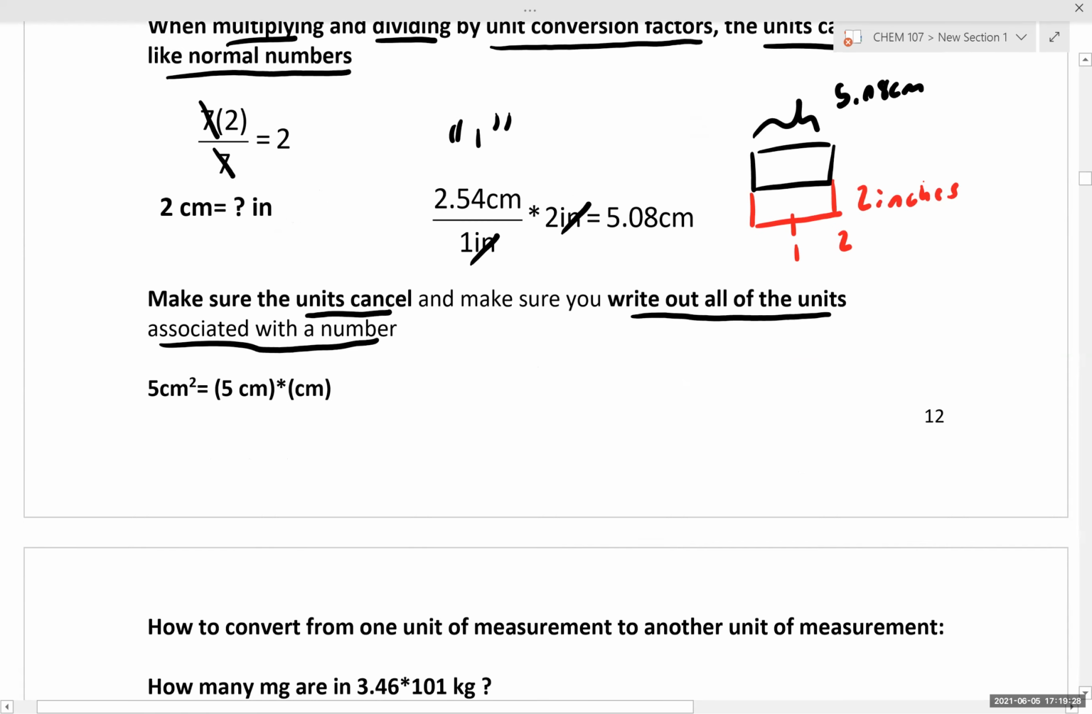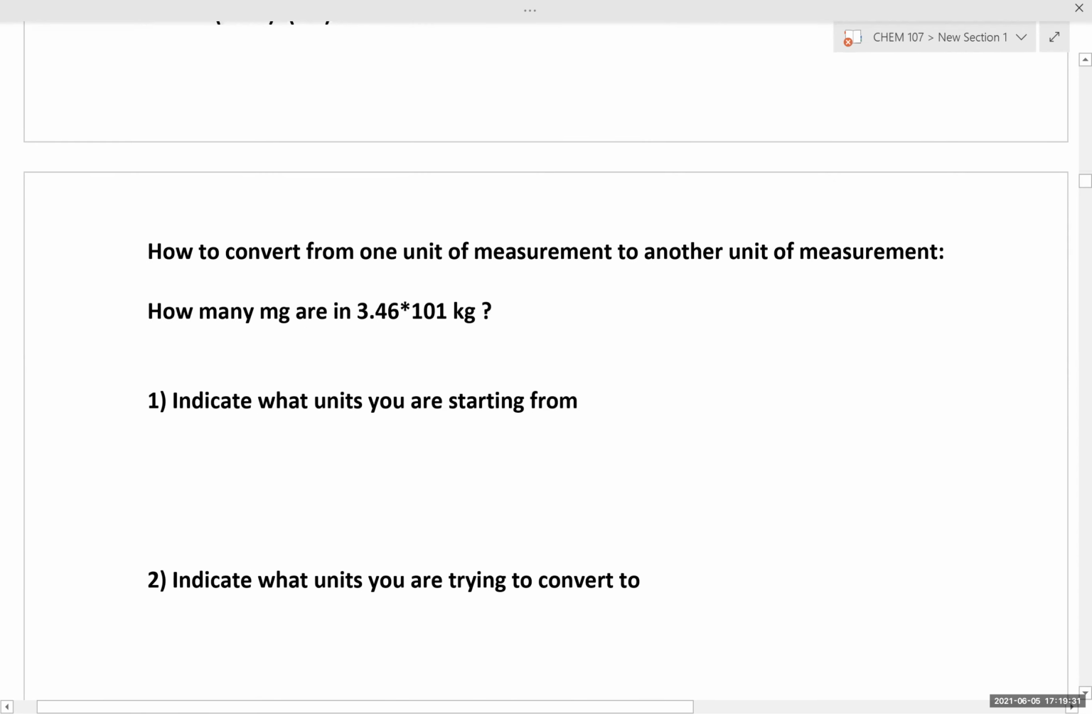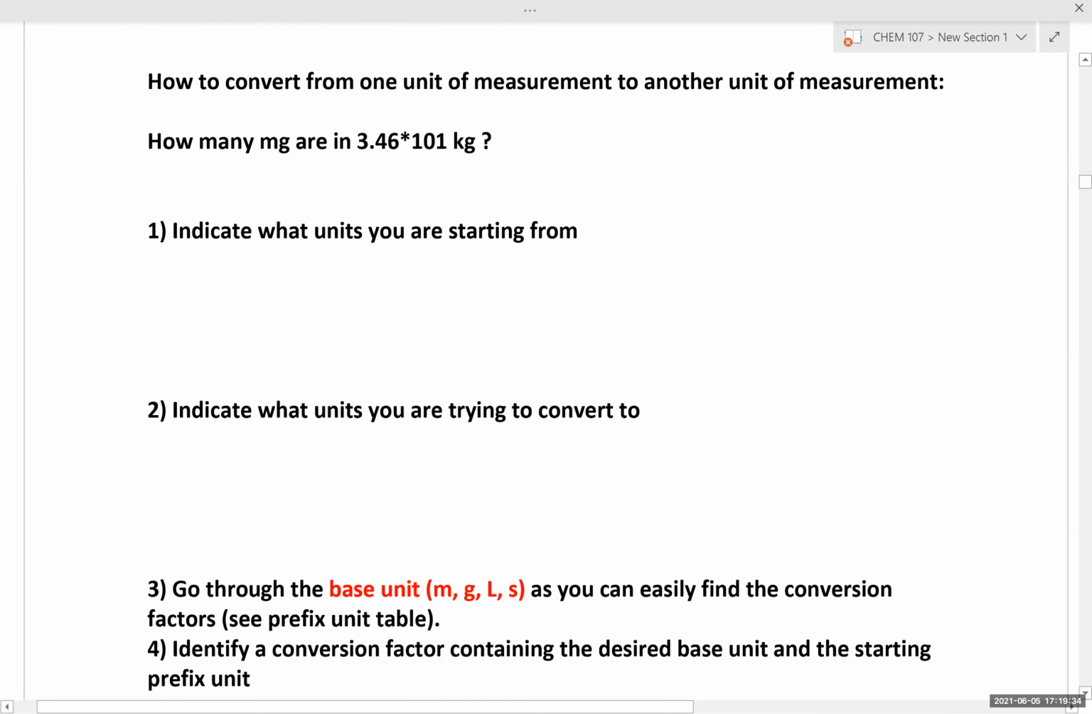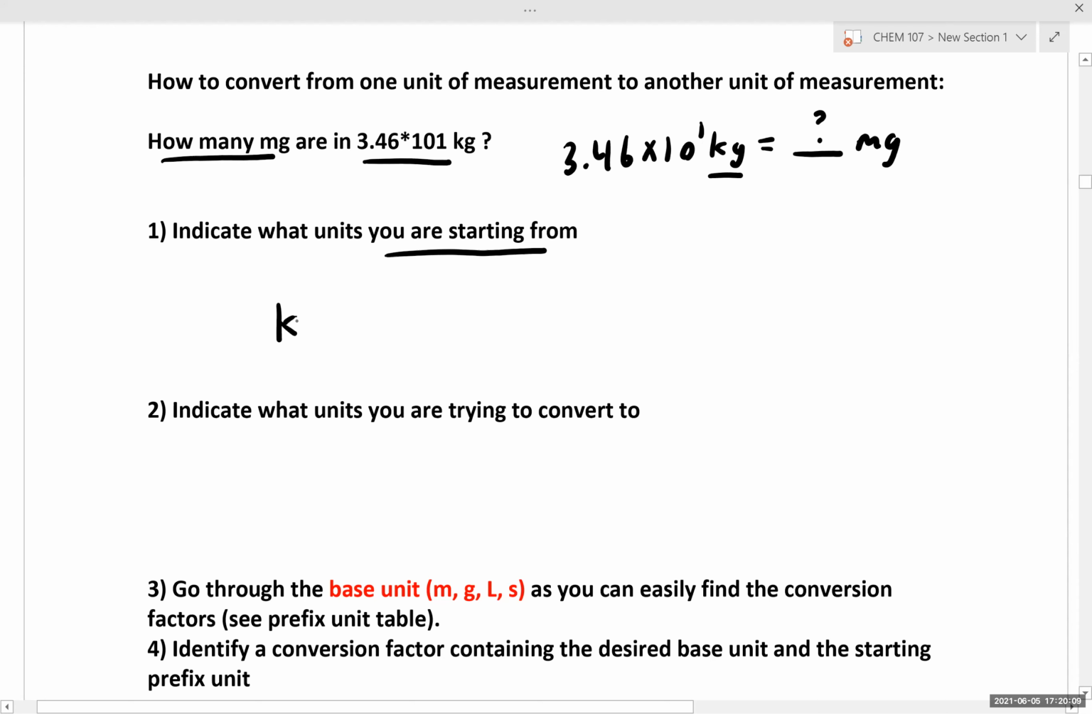Let's talk about a practical guide for how to convert from one unit of measurement to another. We'll do this in the context of a problem. How many milligrams are in 3.46 times 10 to the first kilograms? So we have 3.46 times 10 to the first kilograms, and we're trying to figure out that's equal to how many milligrams. Okay. Our first step is to indicate what units you're starting from. Let's look at our given number here, and we see that we're starting from kilograms.